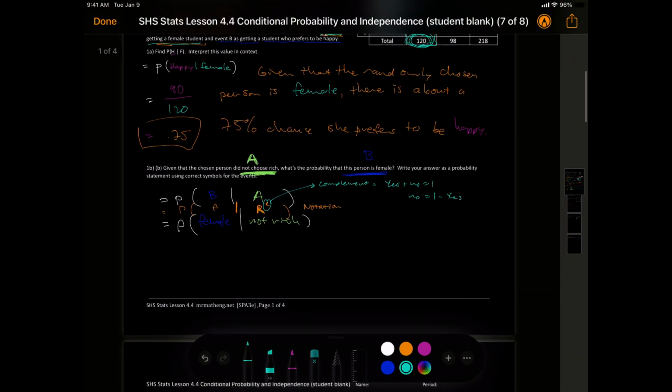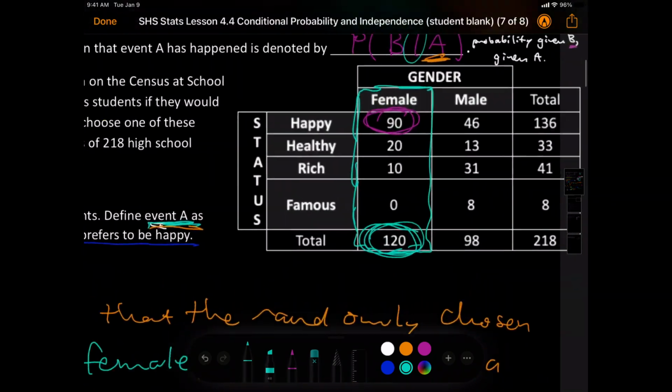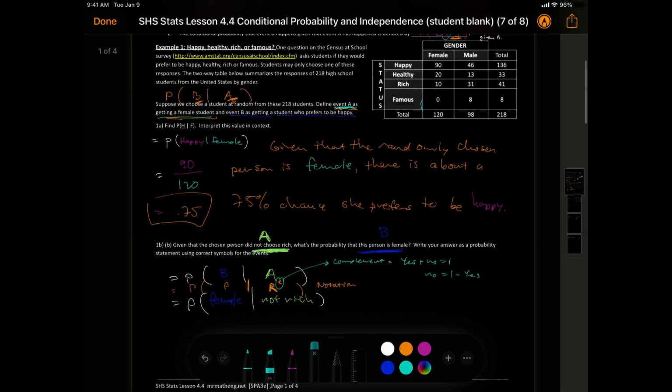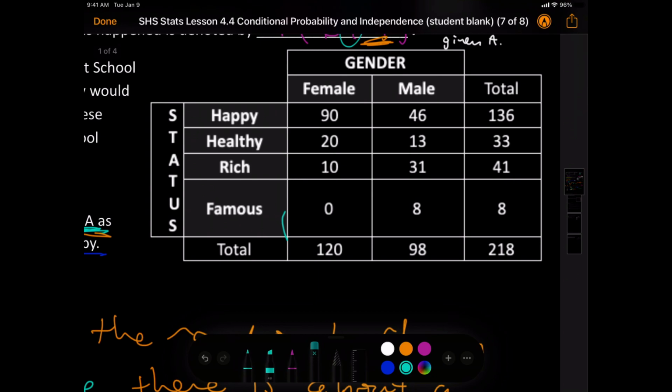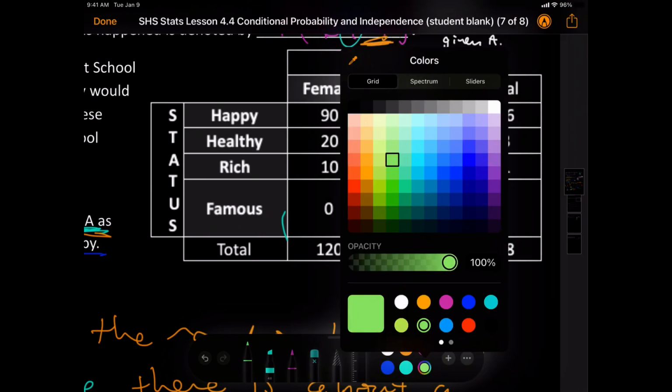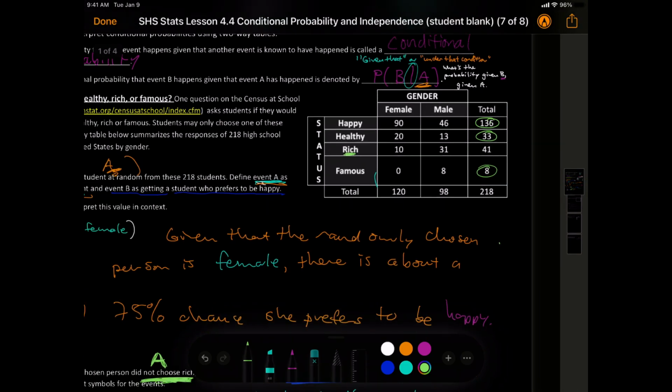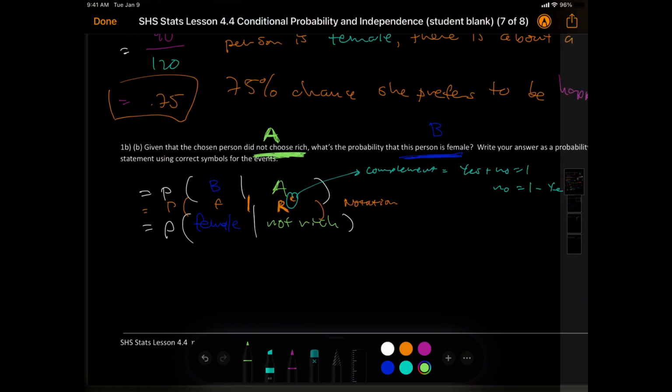Okay, so let's go ahead and look here. Let me erase all of this. Okay, what color is not rich? Green. Let me get the green color. Okay, basically if you look at rich and then look at everyone who is, okay, here's rich, so I don't want that. I want this one, and this one, right? Not rich is being happy, it's yes, healthy, yes, famous. So I can add all of those up. So that would be 136 plus 33 plus 8, okay?